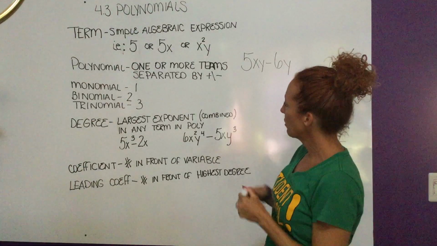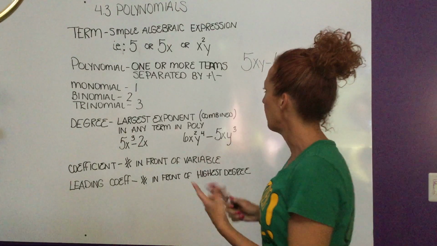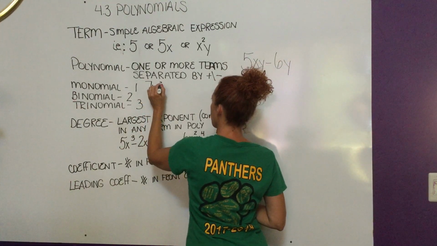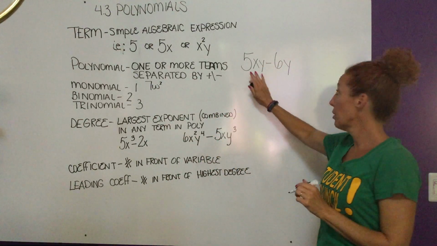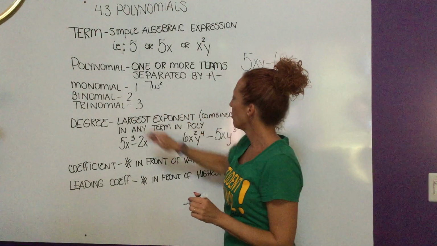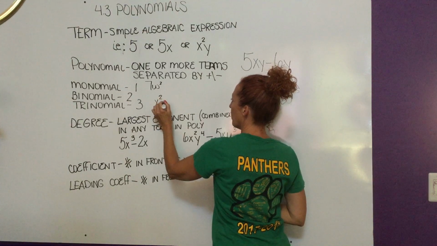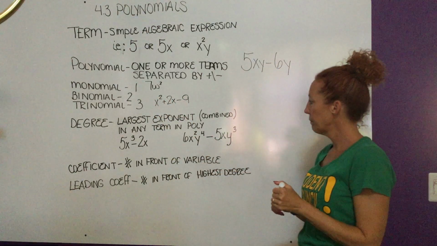If you have 1 term, 2 terms, or 3 terms, you do have a special name. A monomial would be like 7w squared. This would be a perfect example of a binomial because it has 2 terms attached to it. And a trinomial would just have 3 terms, maybe x squared plus 2x minus 9.